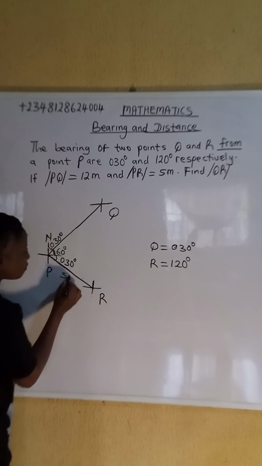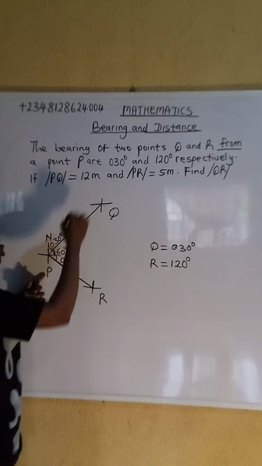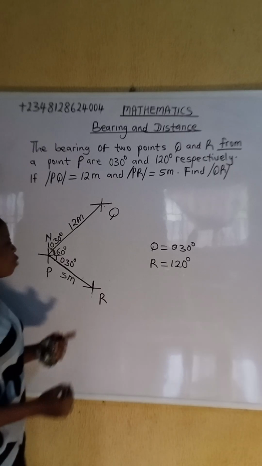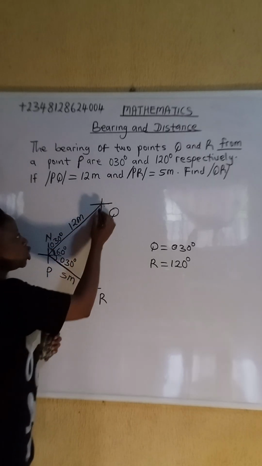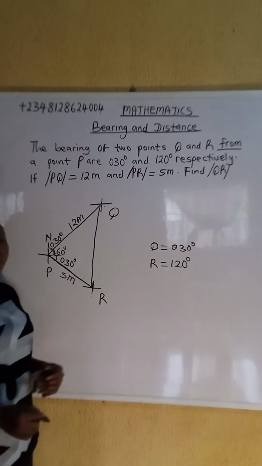So this is 5 meter. Then line PQ is 12 meters. So this place is 12 meter. Now we can join it together to form what? A triangle. Let's join it together to form a triangle.